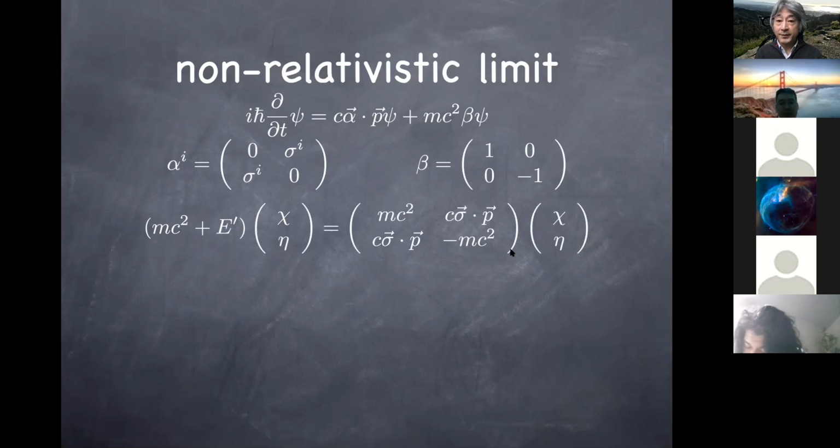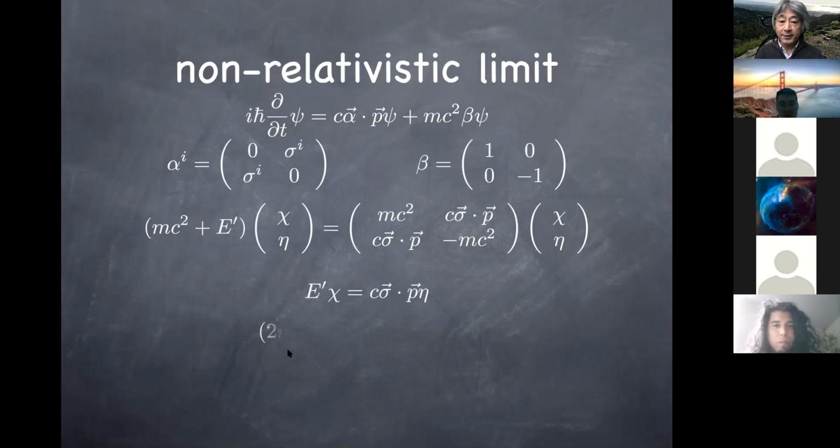Now looking at the right-hand side of the equation, the c alpha dot p piece, with this expression given in terms of Pauli matrices, gives you this c sigma dot p for the off-diagonal blocks. Beta is this diagonal matrix with eigenvalues +1 and -1. So for the upper 2x2 block, it's mc squared. For the lower 2x2 block, it's negative mc squared. So that's the right-hand side of this Dirac equation. And obviously, we're looking for the non-relativistic limit, where E prime, the kinetic energy, is much smaller than mc squared.